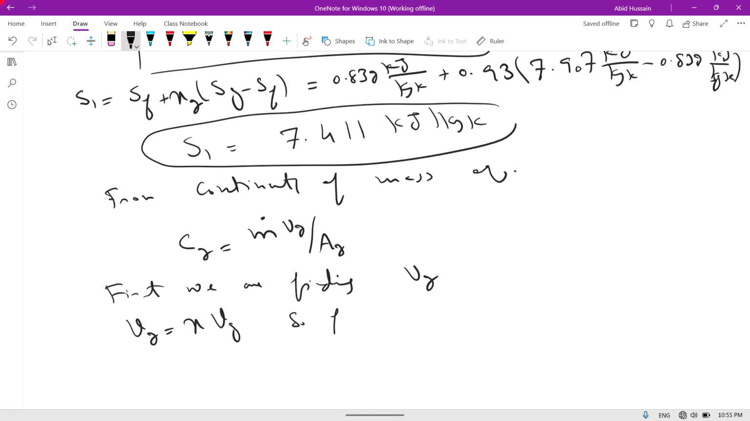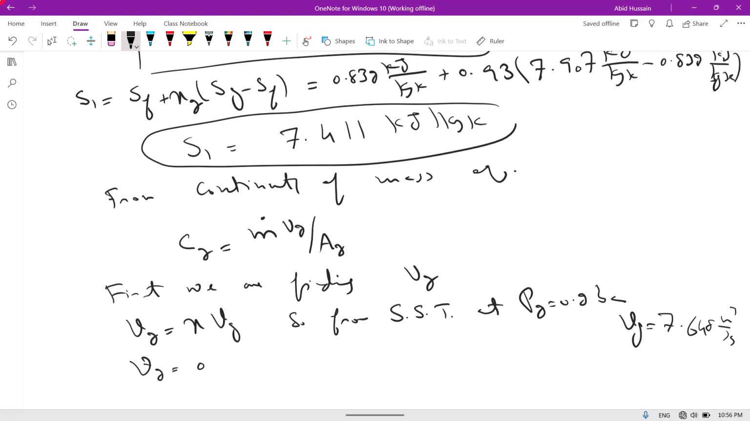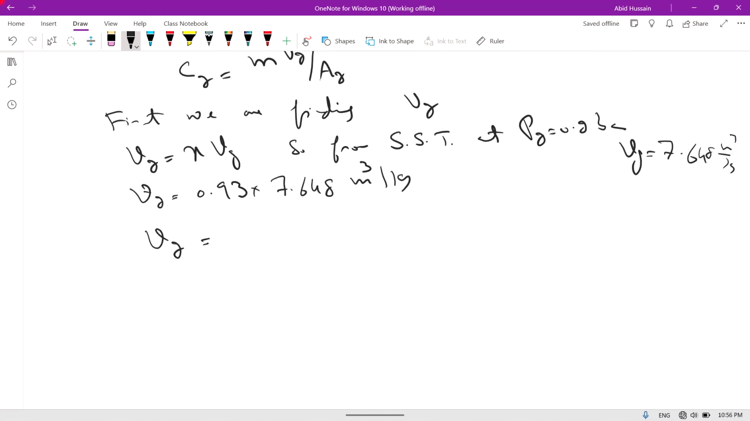So from the saturated steam table at pressure equal to 0.2 bar, Vg is equal to 7.648 meter cube per kg. So V2 is equal to x, which is 0.93, multiplied by 7.648 meter cube per kg. So V2 is equal to 7.11 meter cube per kg.